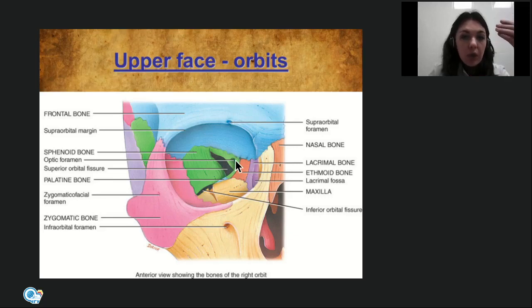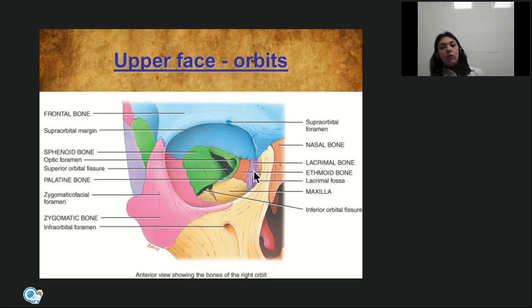The communications of the orbit are the following. In the apex of the orbit there is the optic canal that leads to the middle cranial fossa. Between the superior and lateral walls there is the superior orbital fissure that also leads to the middle cranial fossa. Between the lateral and inferior walls there is the inferior orbital fissure that leads to the pterygopalatine and infratemporal fossae. And on the medial wall there are 2 more openings, the anterior and posterior ethmoid foramina, that lead to the ethmoid cells. That's it.